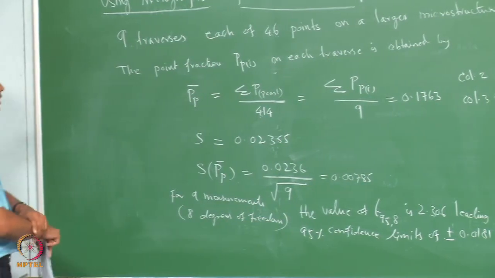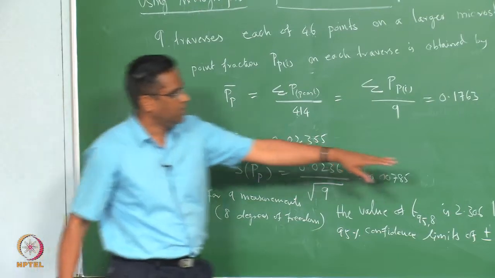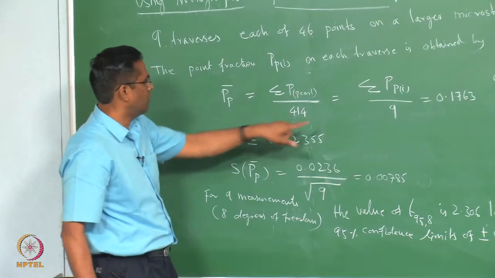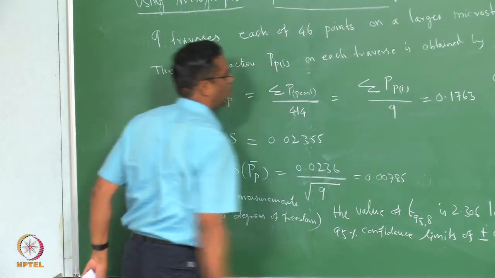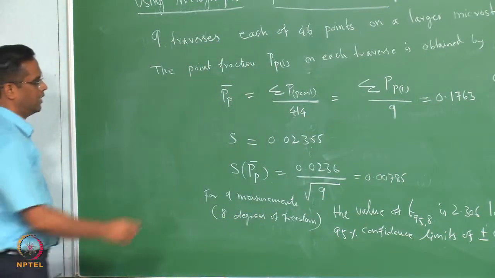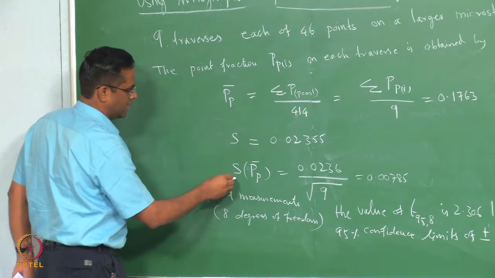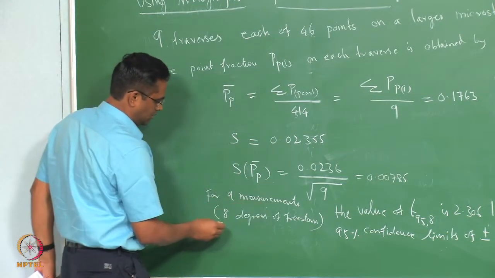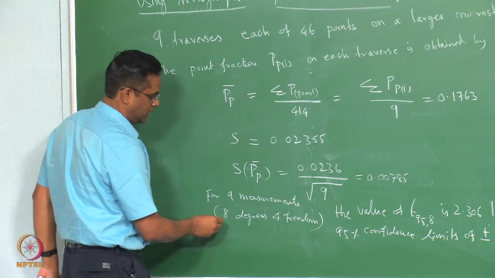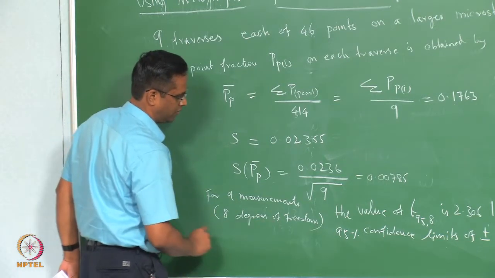So, what I have written here is we have simply substituted those values into this formula, and then we get the p-bar equal to 0.1763. Standard deviation is this, standard error is this, and for 9 measurements, that means n minus 1 is the degrees of freedom, 8 degrees of freedom.